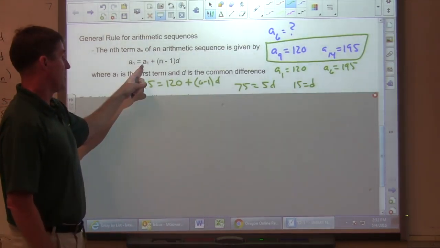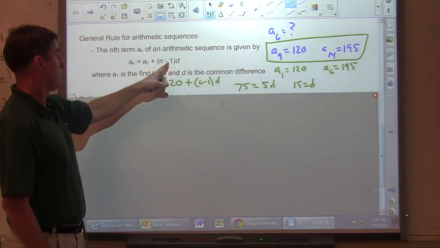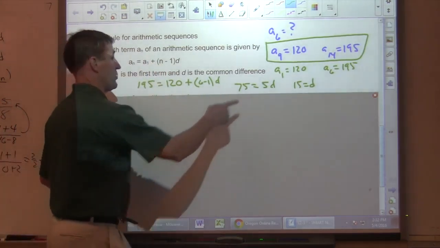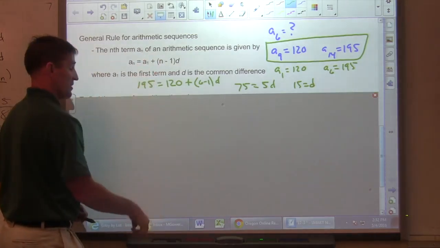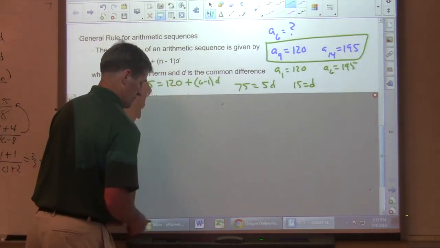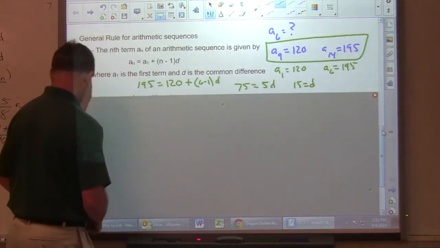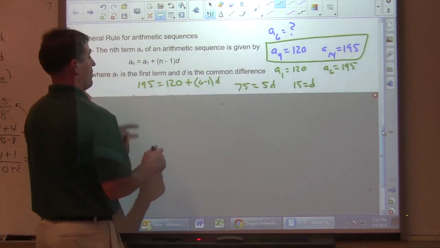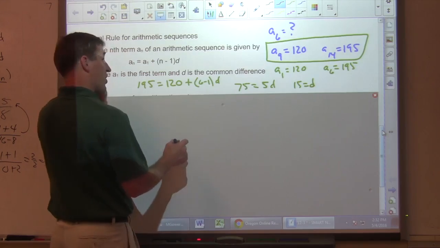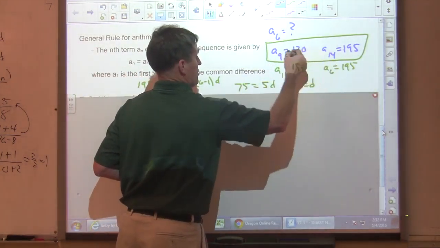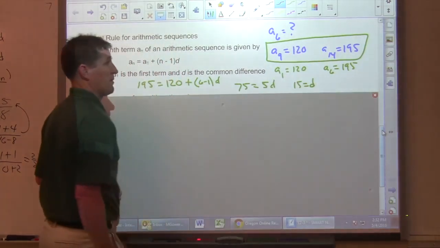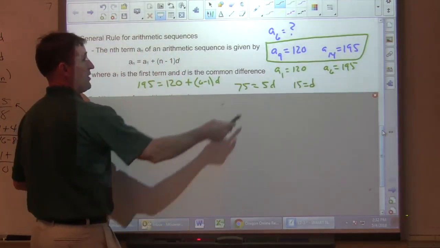We know d, but we don't know a1, and we don't know a sub 6. So now we're going to use d to find a sub 1. So let's go back to the formula. It doesn't make any difference which one you do here. You can make this a sub 14 or you can work a sub 9. It won't make any difference. I'm going to do a sub 9.